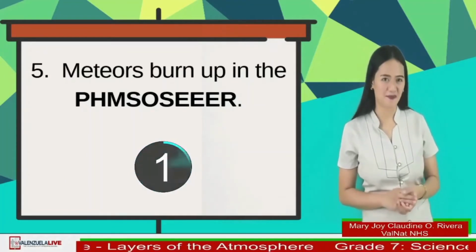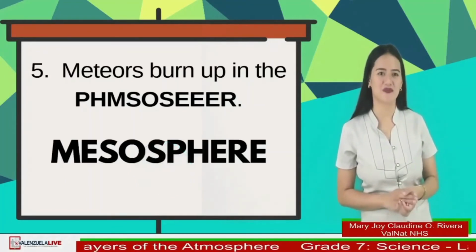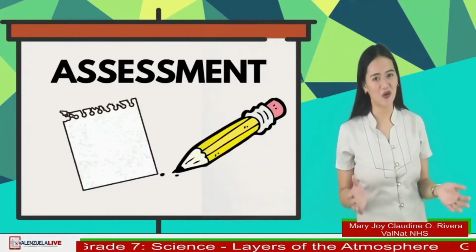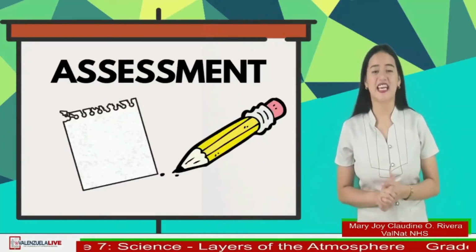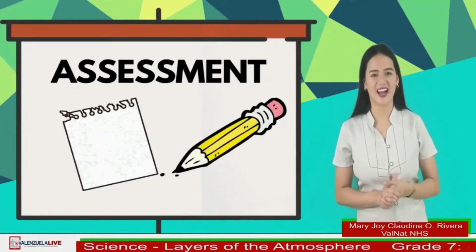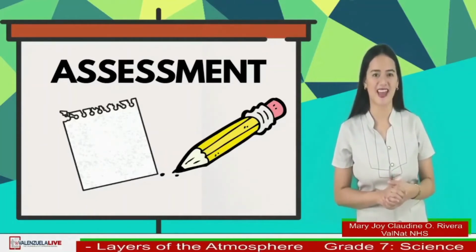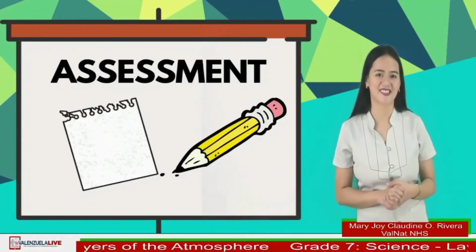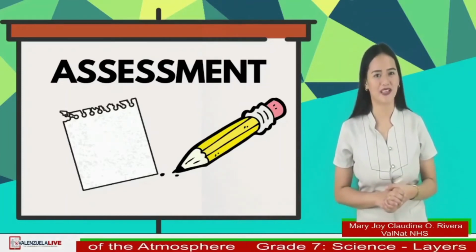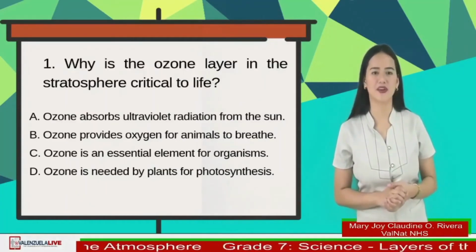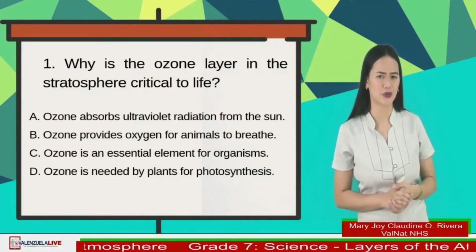Keep it up. The answer is mesosphere. And now, for our assessment, get your paper and pen and answer the following questions by choosing the correct letter and answer. Let's get started. Number 1. Why is the ozone layer in the stratosphere critical to life?